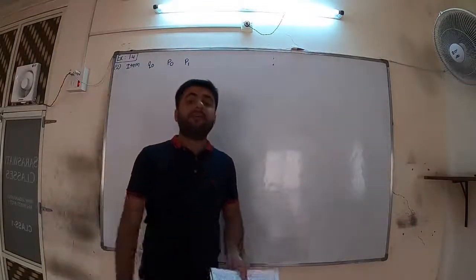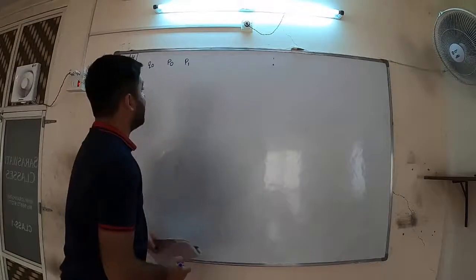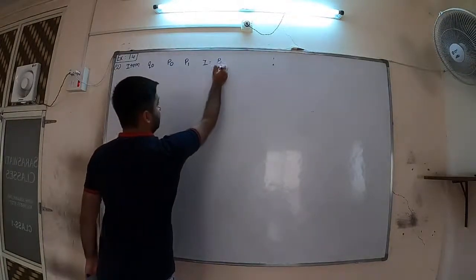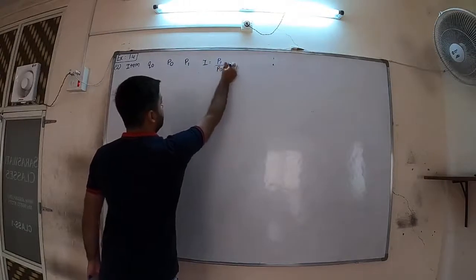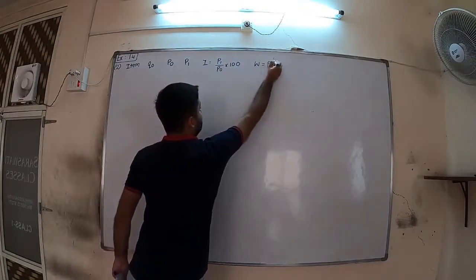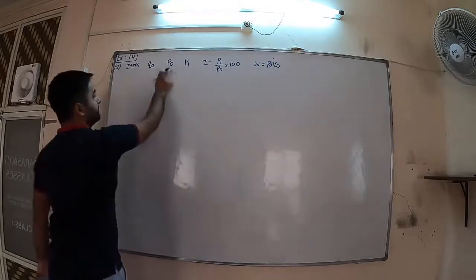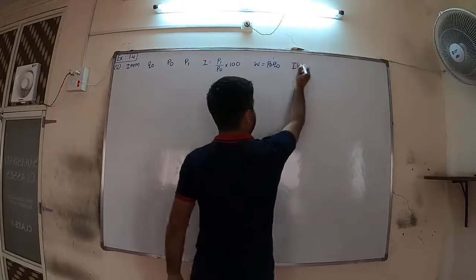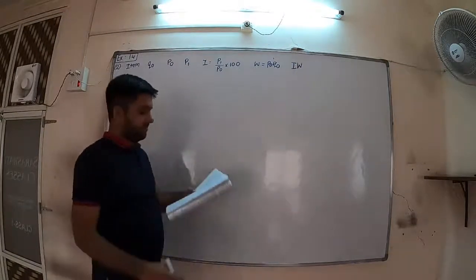Now we need to find the index through family budget, so we need I. Now to calculate I, we need to leave one line. P1 upon P0 multiply 100. We need W. W is equals to P0 Q0. And finally, as per our calculation, we will get IW. Okay.